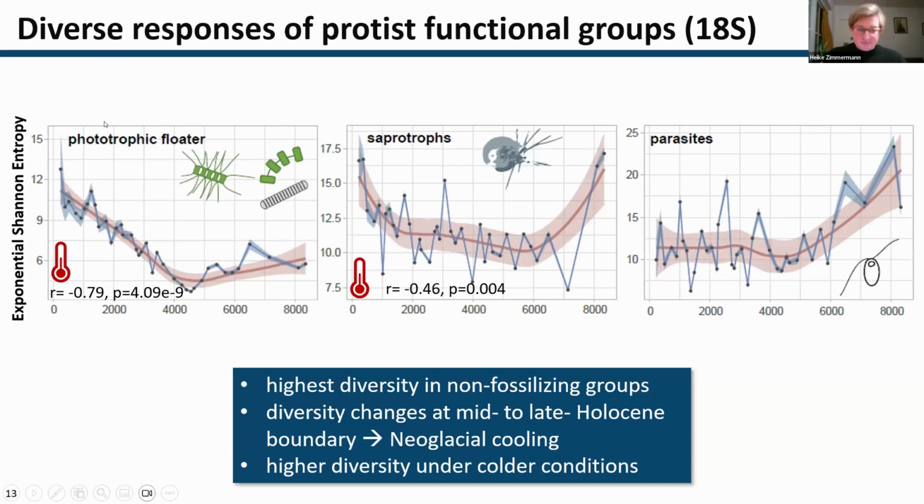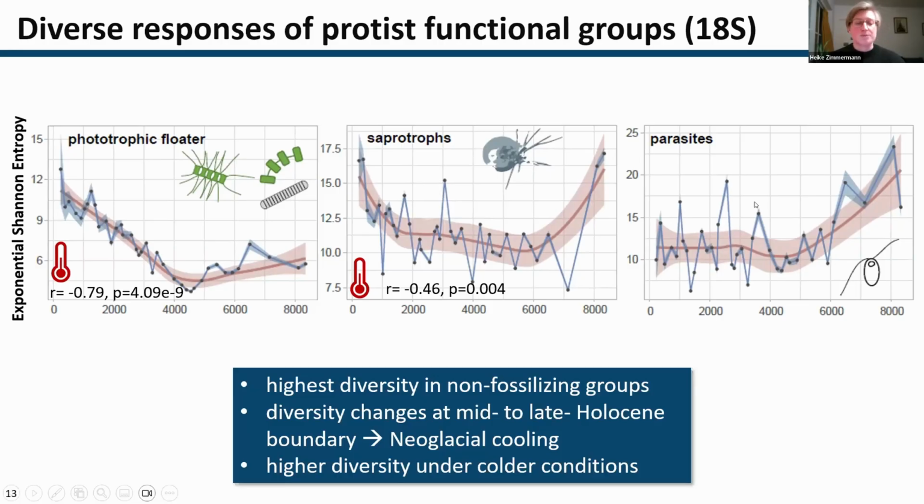And on top of that, we see, for example, for phototrophic floaters, a group that contains only diatoms here, that about 4,200 years ago, there's a shift in diversity. And for parasites, the same. The diversity is declining, and then it's at a stable mean and just variable over time. So again, at around 4,200 years, where we have the boundary from the mid to the late Holocene, and we think this is associated with the neoglacial cooling.